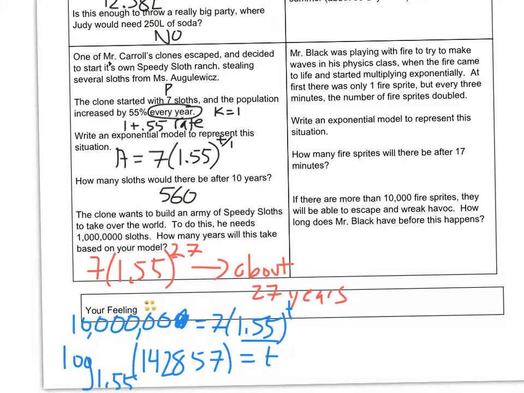Is equal to t. Since I have a calculator in front of me that can handle this, I can type that in. And when I do that, so 142,857, we get 27.08, which is really close to what we had, which I think is pretty cool.